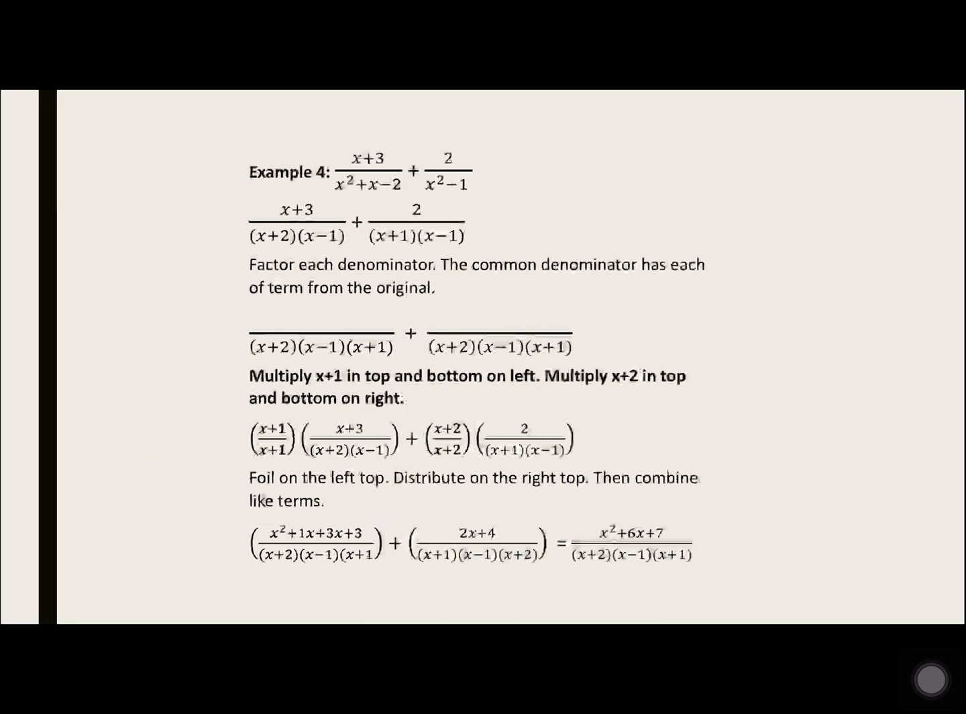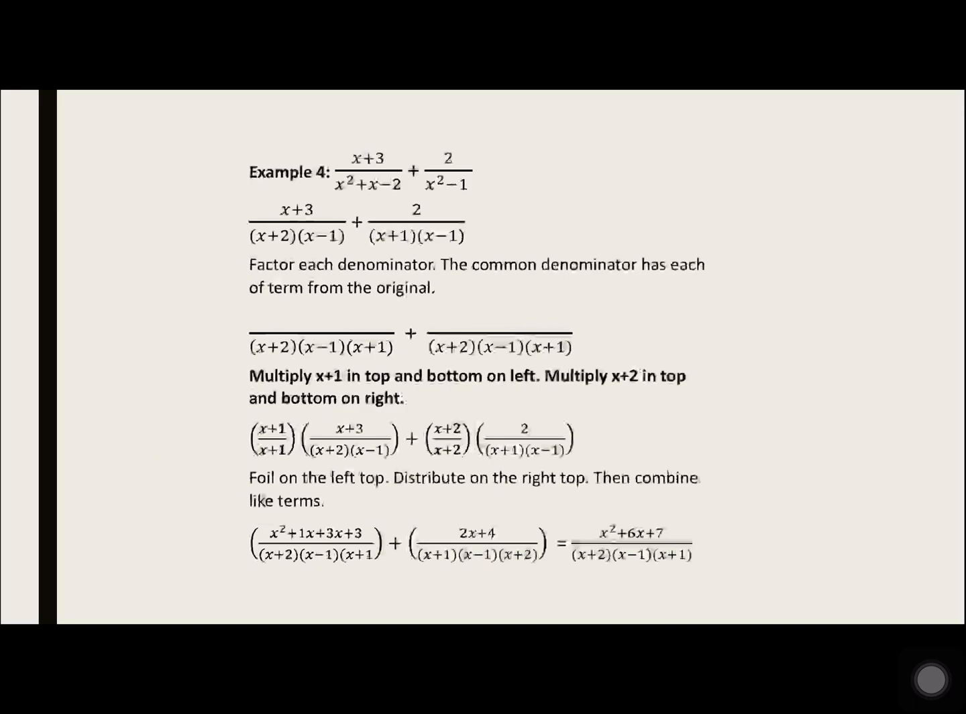On the top right, it looks like I did the first, inner, outer, last, but that's okay because it's addition. I have 1x plus 3x. If you do it in the order FOIL, it's 3x plus 1x, but it's adding, so it's okay. The top right, multiply 2 times x, 2x. 2 times 2 is 4.